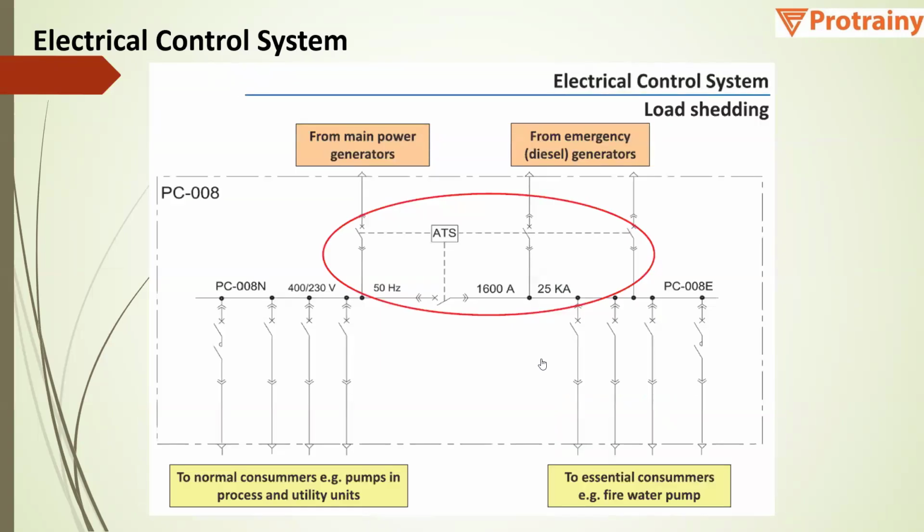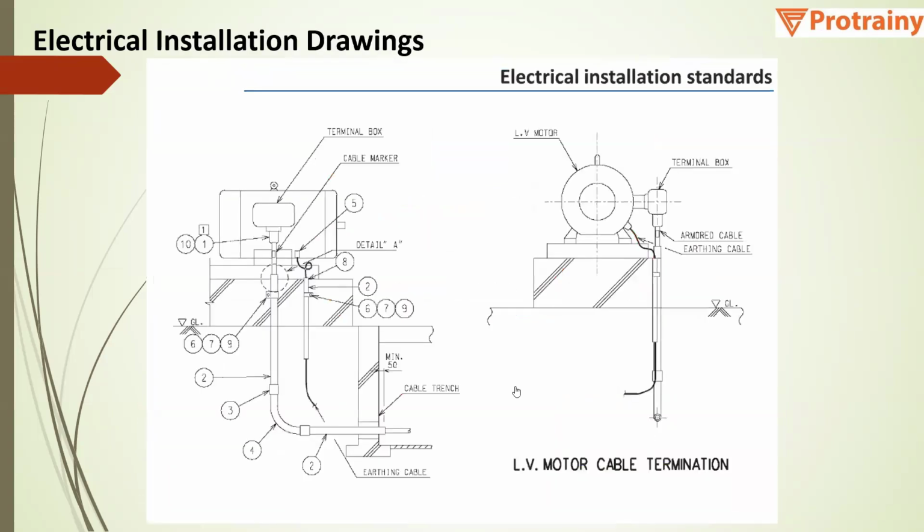So this is also an electrical control system. This is for load shedding. You can see the main power generator is there, and in case of emergency, it will switch over to the diesel generator and give uninterrupted power to the systems.